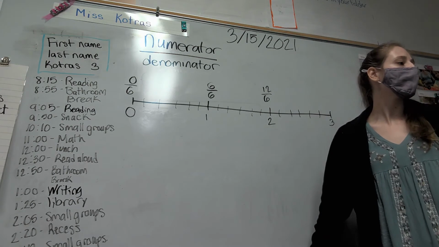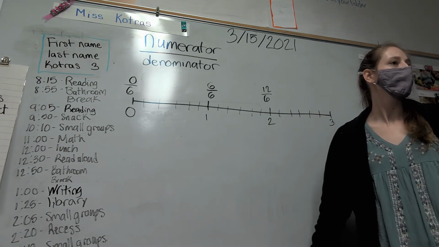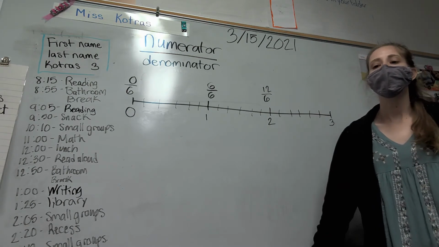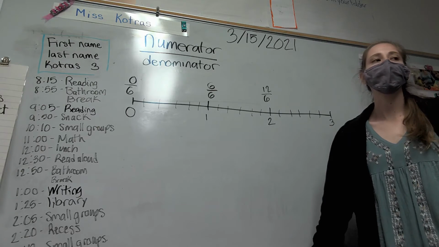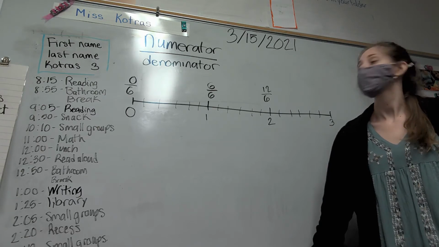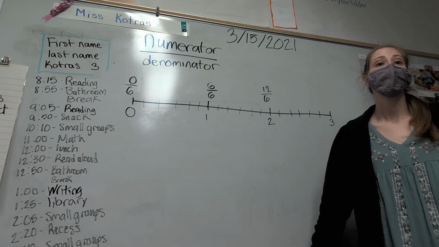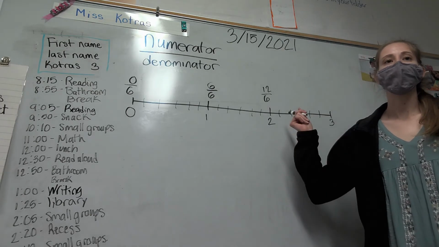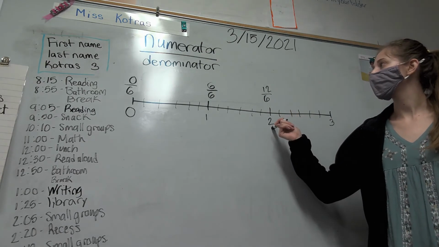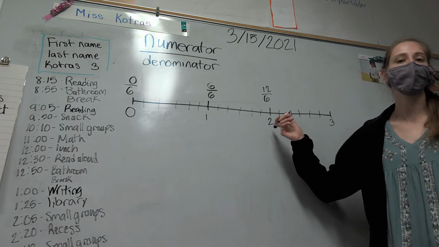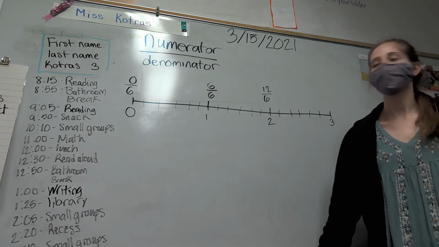Should we check our work by doing our division problem? Wait, which one are we on? 12 over 6. Let's check. Where do I write it at? Where did I write mine? Oh, over the 2, because we said 12 over 6 is equal to 2. We counted up.